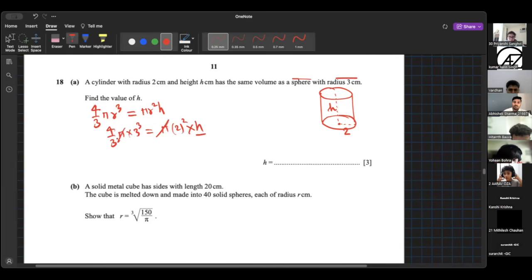Pi cancel out. This is going to be 3, and this 3 cube will become 3 square actually. So 4 into 3 square, so 3 into 3 divided by 2 square, which is 2 into 2, that is equal to h. So 2 and 4, 2 and 2 into 2 and 4 will cancel out, h is equal to 9. Clear?